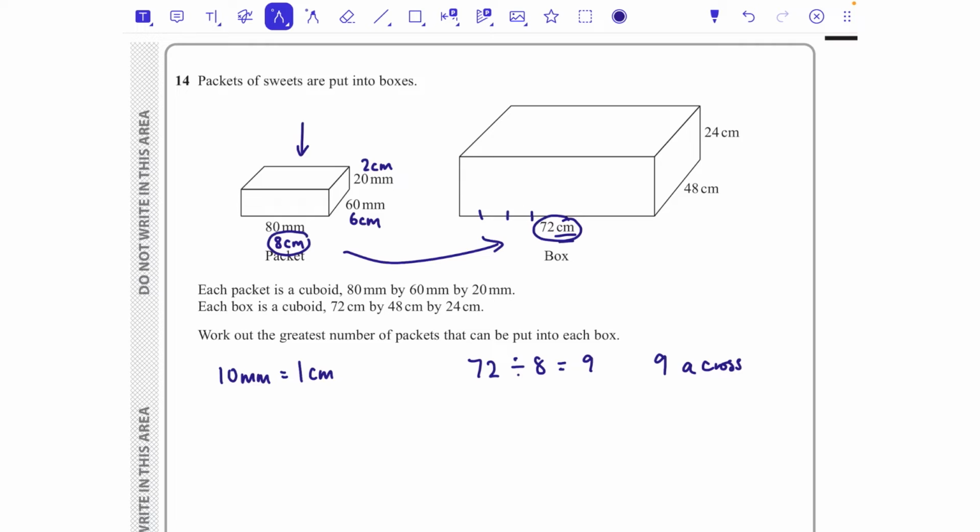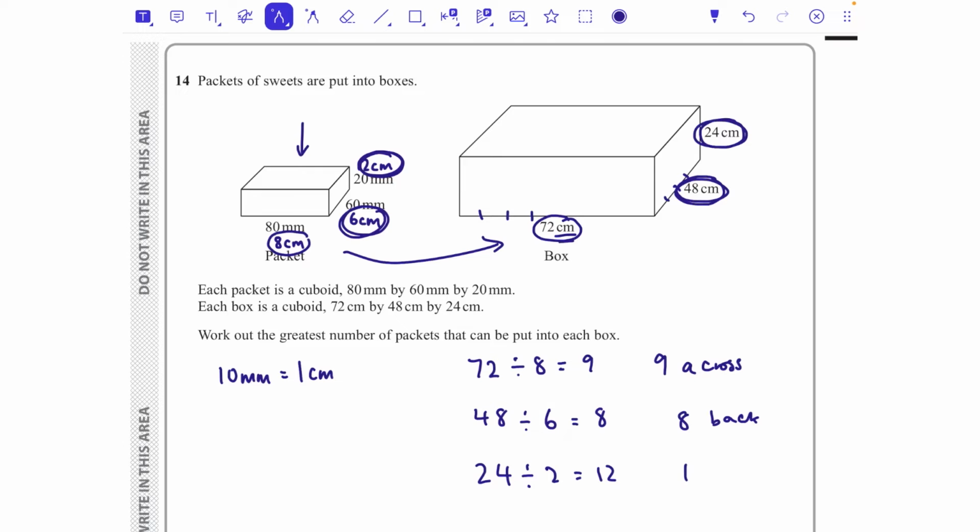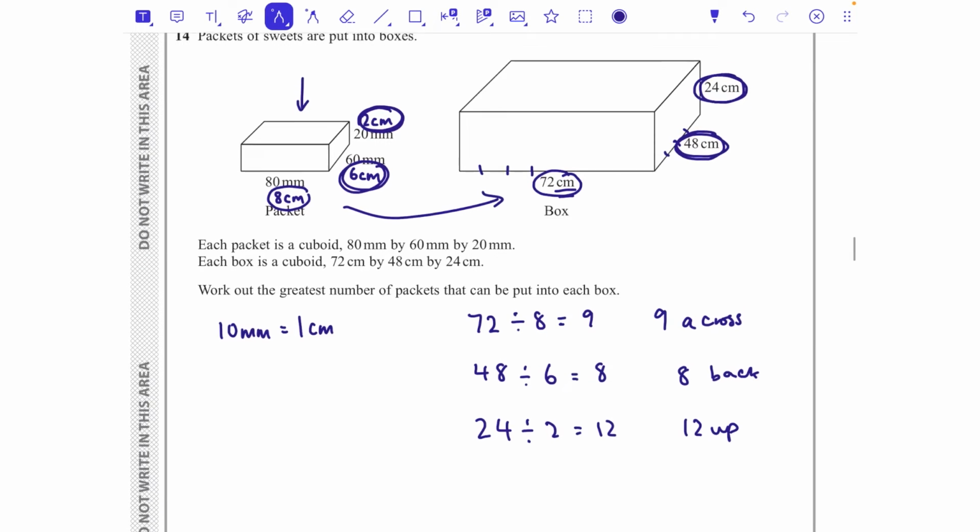packets fit going across. Next thing I'm going to do is look at 6 and look at 48. So how many 6s can fit going that way? So I'm going to do 48 divided by 6, which is 8. So 8 back. And next I'm going to look at the upward direction. It's 2 tall and I've got 24 centimetres going up. So how many 2s go into 24? 24 divided by 2 is 12. So we can fit 12 packets going up.